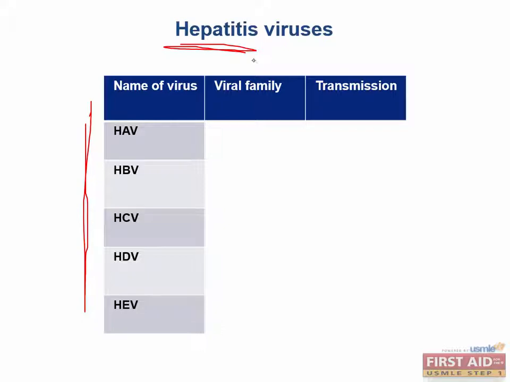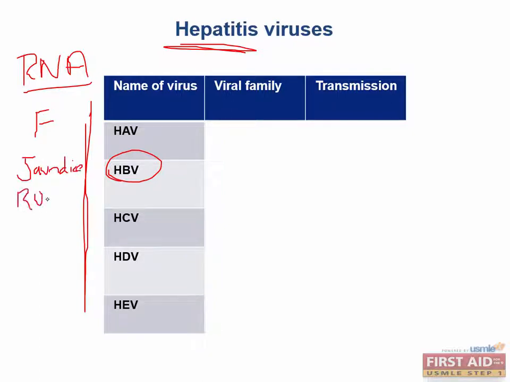They're all RNA viruses, except for which one? Hepatitis B virus. Very good. They all cause episodes of fever. They can cause jaundice. They can cause right upper quadrant pain. And they can lead to elevated ALT and AST levels on blood tests.